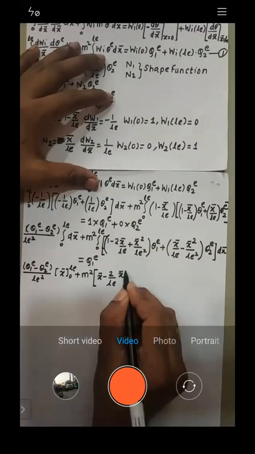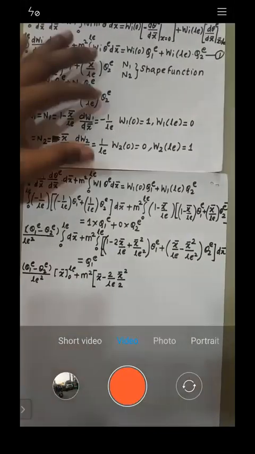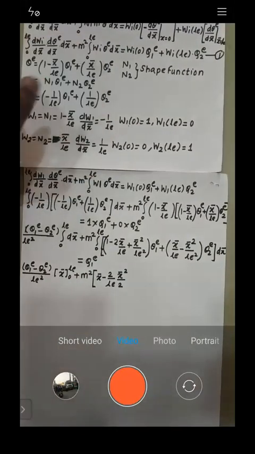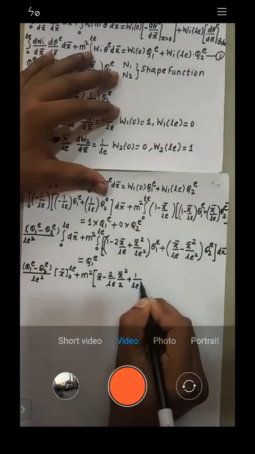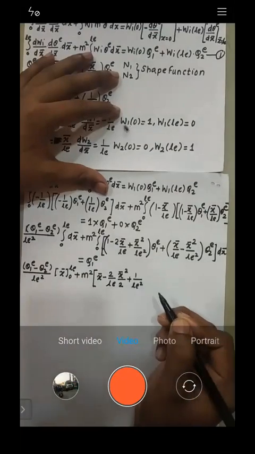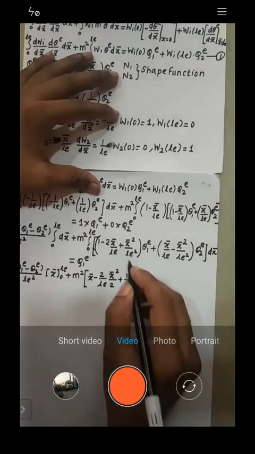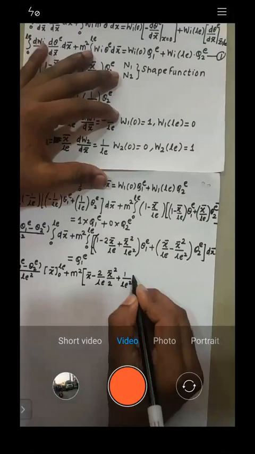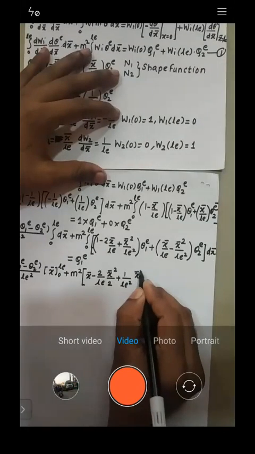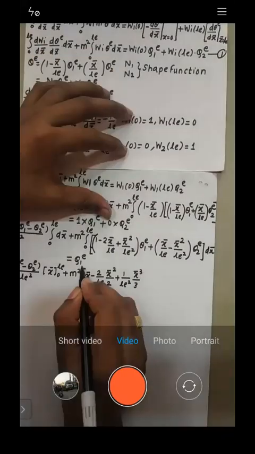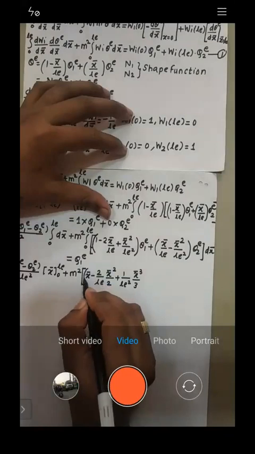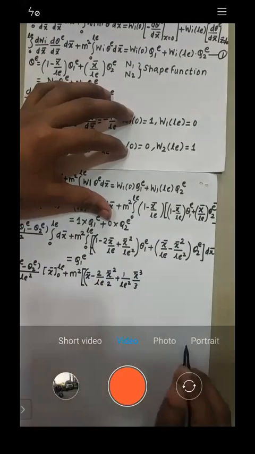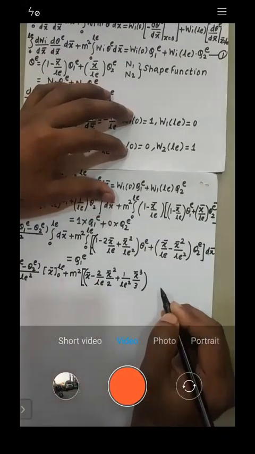So what is the integration of x bar? It is x bar square by 2, right? Plus, again I will take 1 by LE square outside. What is the integration of x bar square? It is x bar cube by 3. Is it okay? Theta 1 is constant. Say yes or no? Coefficient. Let me put a small bracket. This is the bracket.